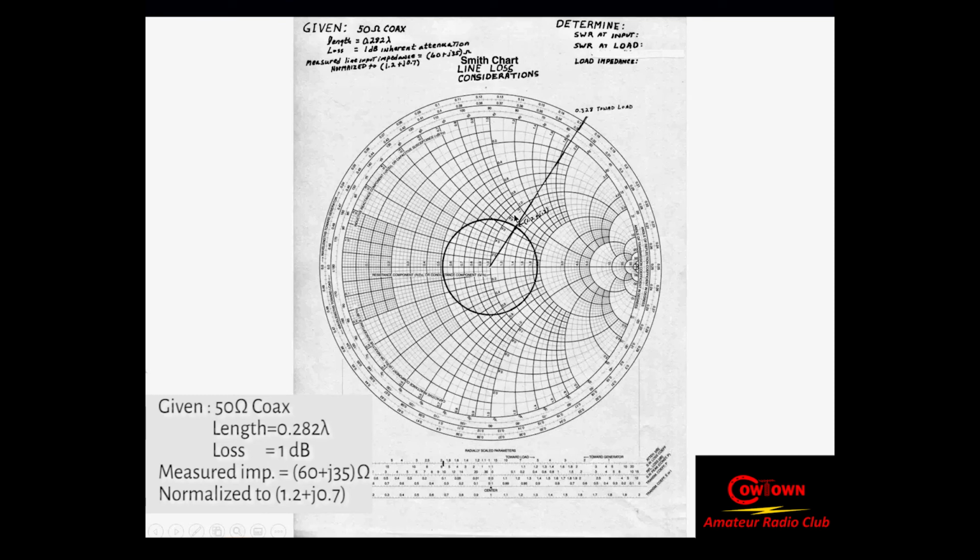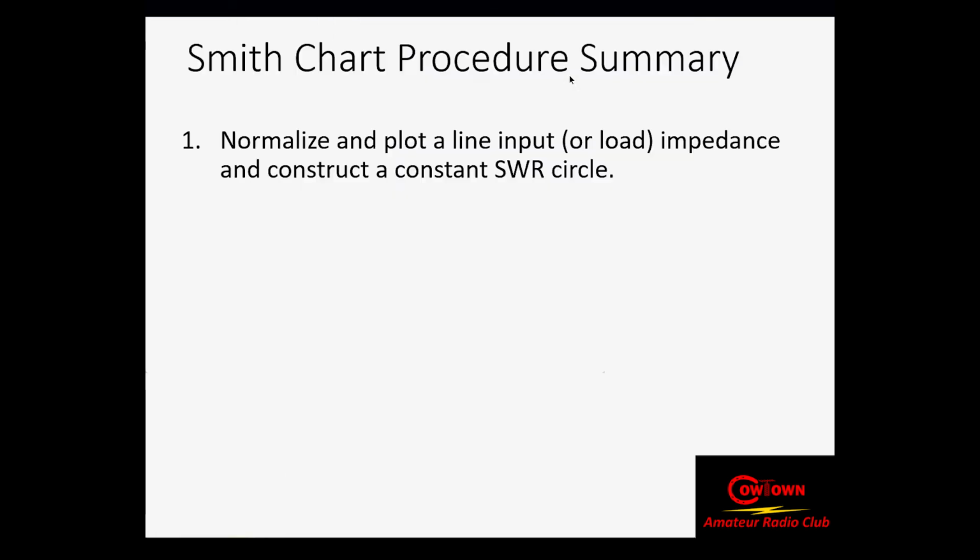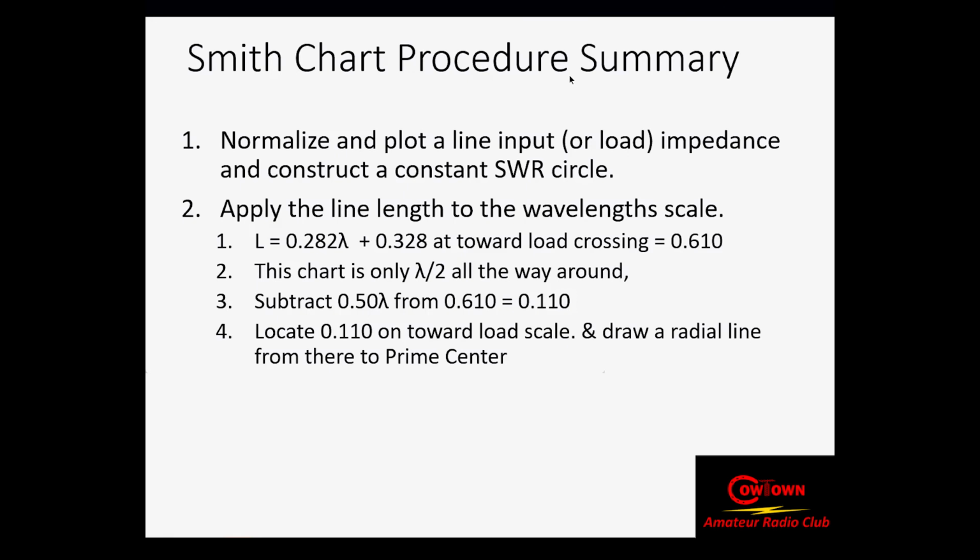Sorry, I missed that. So now what we're going to try and determine today is what is the SWR at the input, what is the SWR at the load, which is the antenna, and what is the actual load impedance, taking into account the losses in the line. Okay, so we need to apply the line length to the wavelength scale, which we've done.